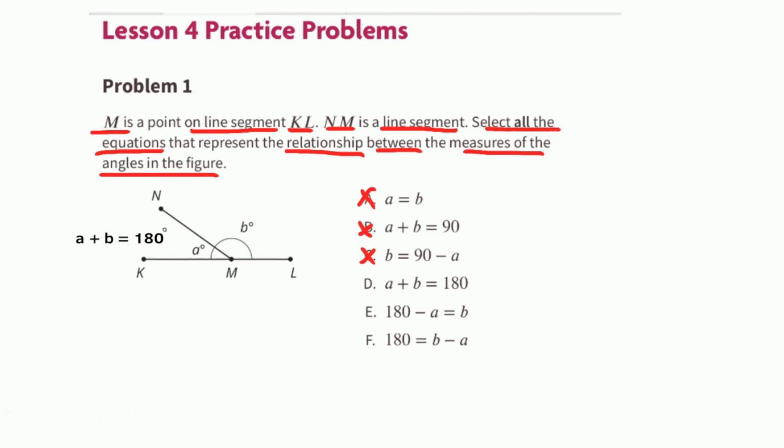D. A plus B equals 180. Yes, that's true. We've already identified that. A plus B equals 180 degrees. E. 180 minus A equals B. Yes, that's true, because A plus B equals 180, so 180 minus A equals B, just like B equals 180 minus A. F, 180 equals B minus A. No, that's not true, because we know that 180 equals B plus A, not B minus A.